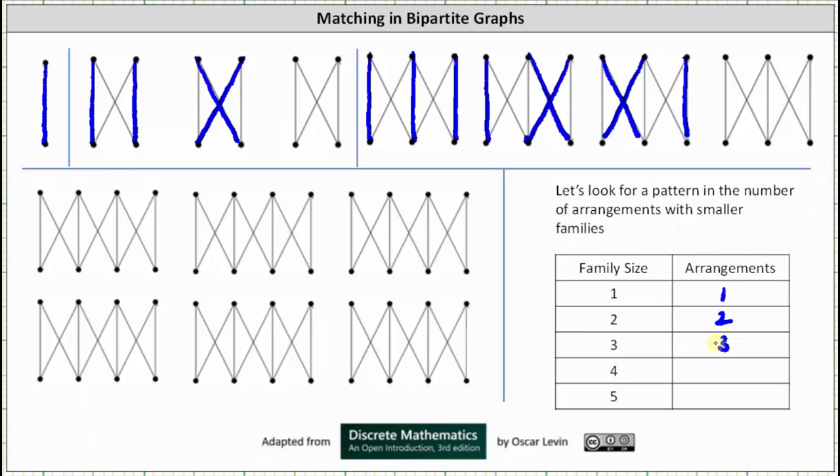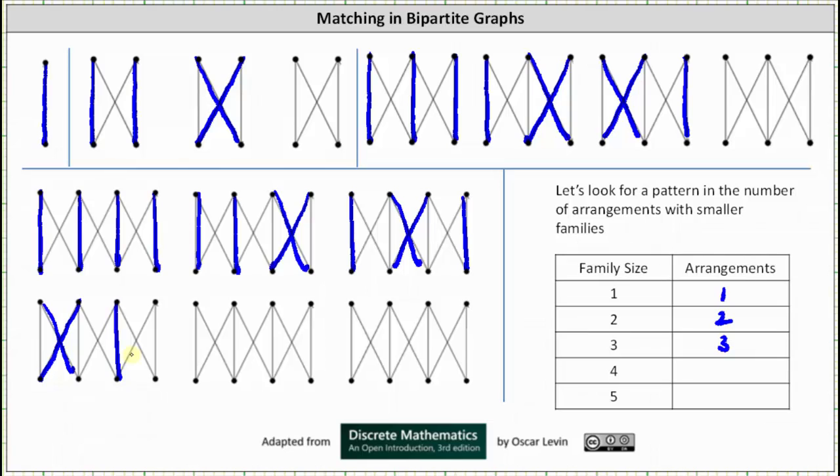Next we have a family size of 4. We could have 4 i's. Next we could have 2 i's and an x. Or we could have an I, an x and an I. We could also have an x, an I and an I, or 2 x's. These are all the possible arrangements. Notice here we have a total of 5 possible marriage arrangements. So notice now the family size is not the same as the number of arrangements. Again, our goal here is to look for a pattern in the number of arrangements. Let's take a look at the family size of 5 on the next slide.